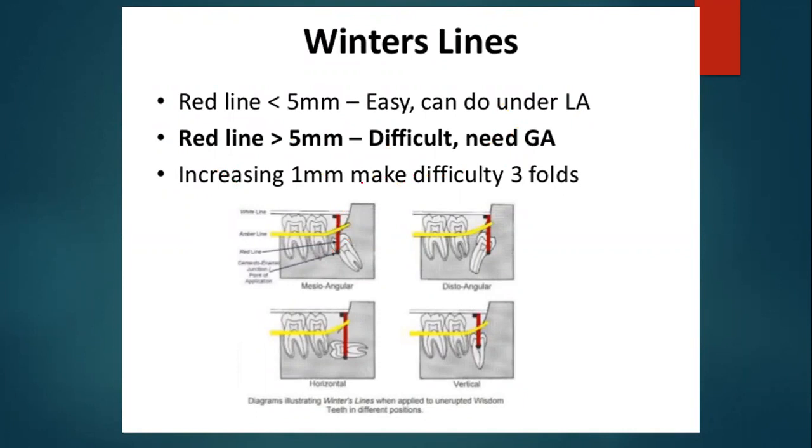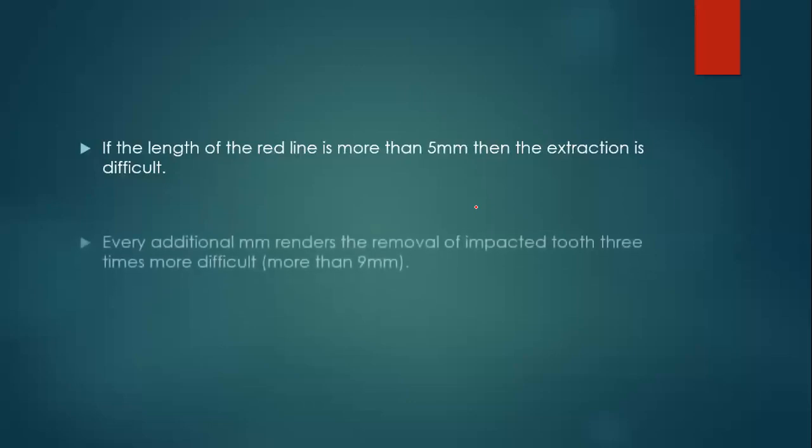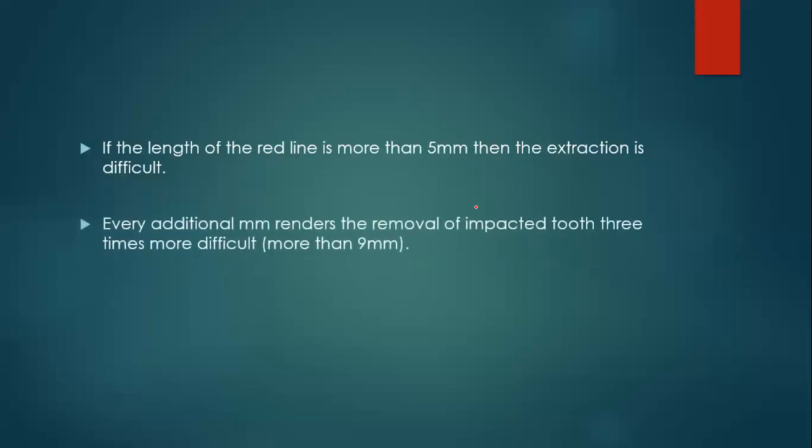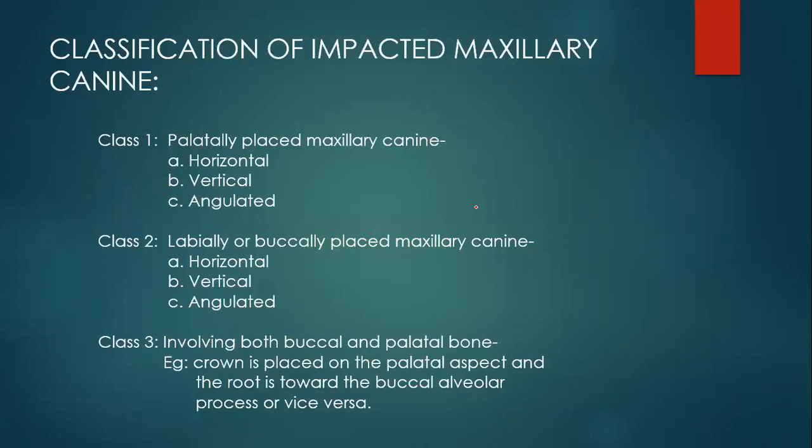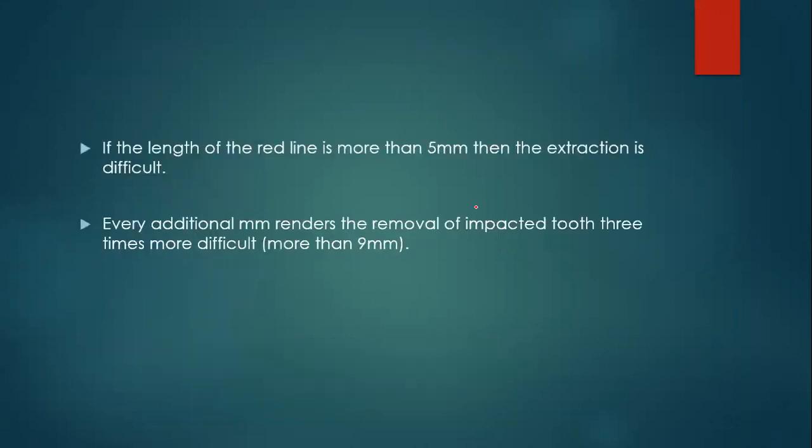And increasing 1 millimeter makes it difficult threefold. Basically, if it's 6 millimeter, the removal of that tooth will be threefold more difficult as compared to a tooth which was less than 5 millimeter. So if the length of the red line is more than 5 millimeter, then the extraction is difficult, as I told you earlier. Every additional millimeter renders the removal of an impacted tooth three times more difficult, up to more than 9 millimeter. This was just for an MCQ, and it can be asked in the Viva as well. Till which millimeter can you remove it under LA?